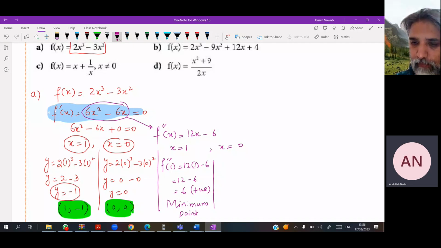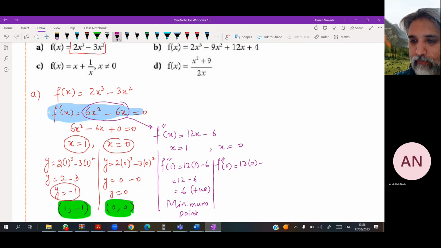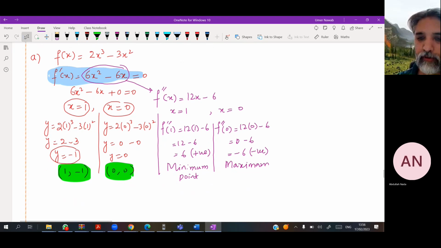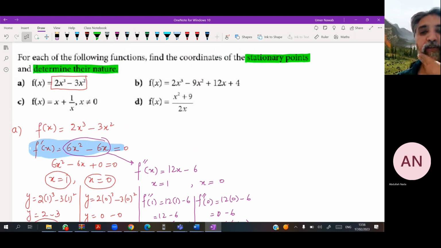So f double dash of 0 is 12 times 0 minus 6, into the second derivative I substituted. I got 0 minus 6. Since my answer is negative, it means I'm going to get a maximum point. So which point is minimum? 1, minus 1 is the minimum, and the maximum point is 0, 0. So that was the first question in which he was asking for stationary points and to determine their natures.